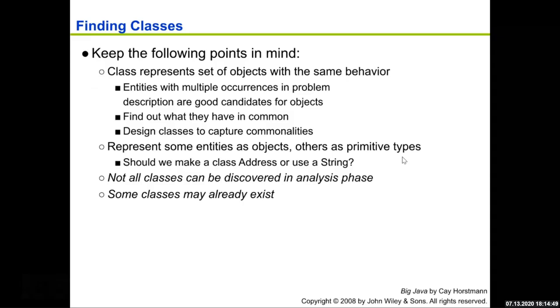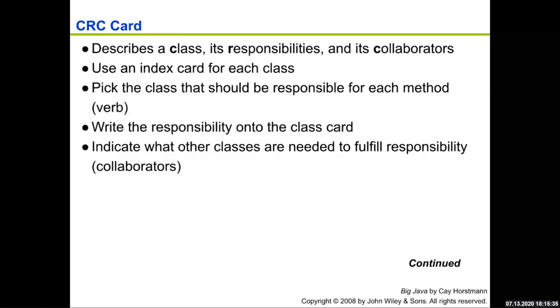Okay? So, a class represents a set of objects with the same behavior. Entities with multiple occurrences in the problem description are good candidates for objects. So you see, what do they have in common? And you design classes to capture commonalities. Now, this is a good question. For the address, does it make sense to have a class Address or use a string? Well, there might be a good reason to use a class Address, or you might just want to use a string and parse it with a regular expression or splitting or something. So not all classes can be discovered in the analysis phase, and some classes may already exist.